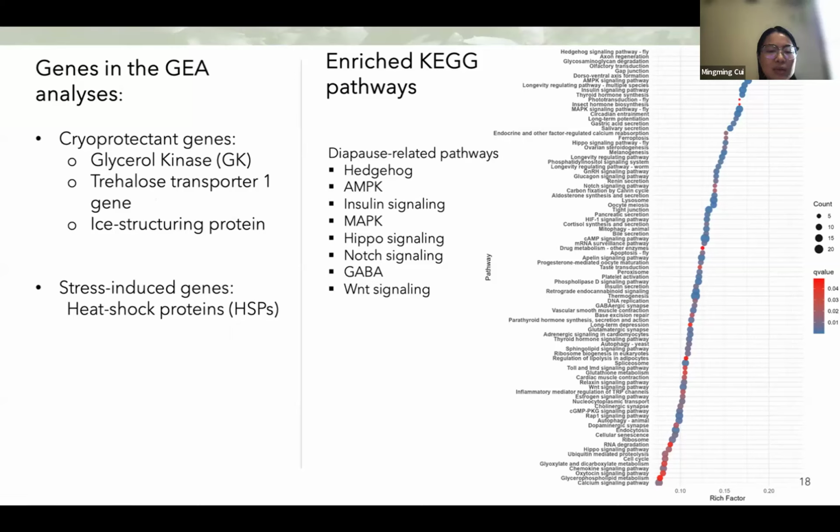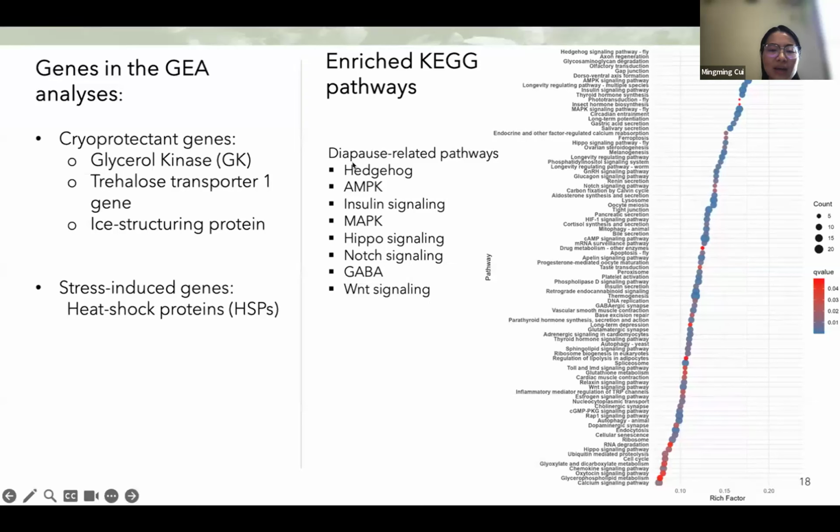Additionally, we identified multiple heat shock proteins, which are a stress-induced gene family, commonly found upregulated during cold or heat stress in insects. All the significant genes were enriched in 90 KEGG pathways. Many of these pathways are known to be involved in cold tolerance processes.